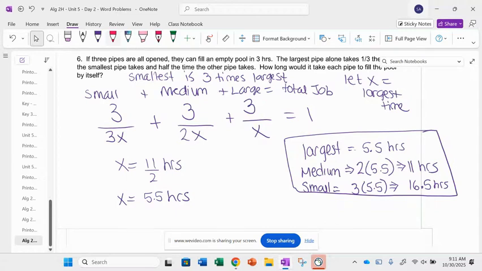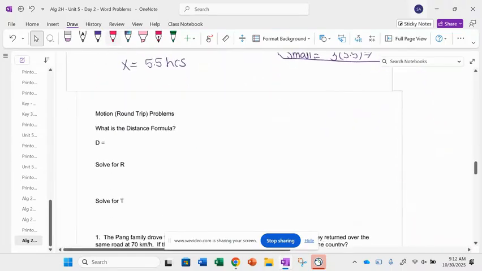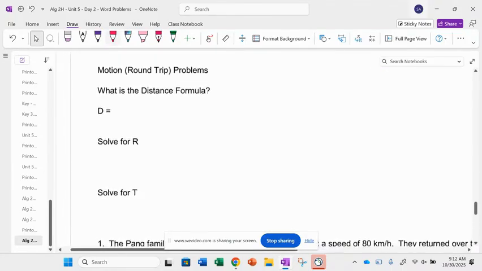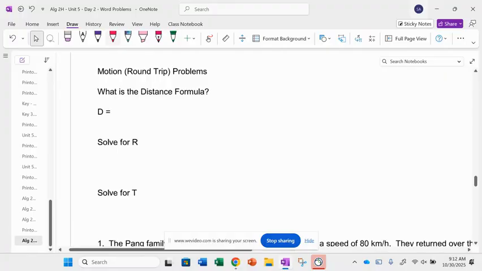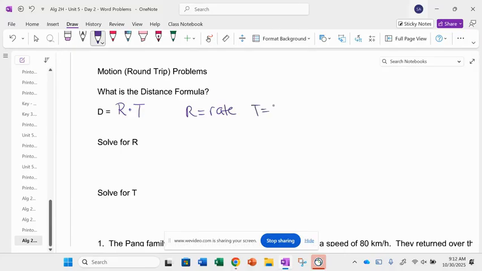So now we're going to talk about motion problems. I think we've done motion problems before. Okay, so what is the distance formula? If you guys remember, I think we talked about this. Distance equals the rate times the time. Yes, D equals R times T, where R is the rate and T is the time.